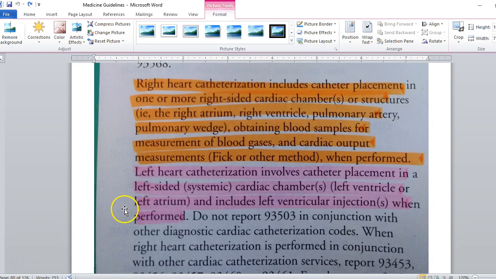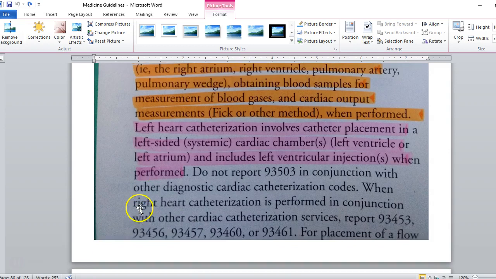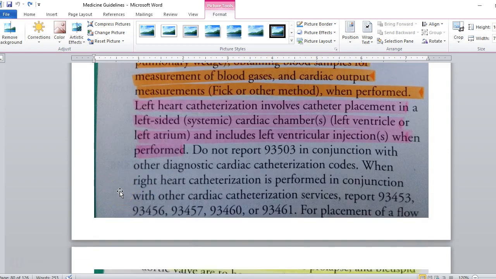A left heart catheterization involves catheter placement in the left-sided cardiac chambers, the left ventricle or left atrium, and includes left ventricular injections when performed. So again, this time we're going into the left chambers of the heart as well. Now, it goes on to tell us, do not report 93503 in conjunction with other diagnostic catheterization codes, okay? When right heart catheterization is performed in conjunction with other cardiac catheterization services, report 93453, 56, 57, 60, and 61.